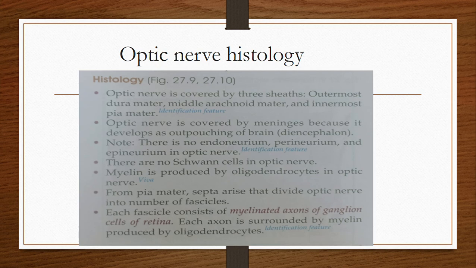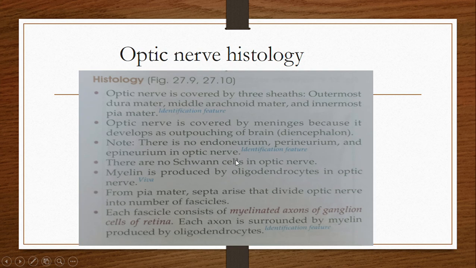The optic nerve is covered with meninges because the optic nerve is a part of a cranial nerve, isn't it? So all the cranial nerves are covered with three layers of meninges. The outermost layer is the dura mater, the middle layer is the arachnoid mater, and the innermost layer is the pia mater. The optic nerve is covered by meninges because it develops as an outpouching of the brain, the diencephalon part of the brain. There is no endoneurium, perineurium, and epineurium in the optic nerve.